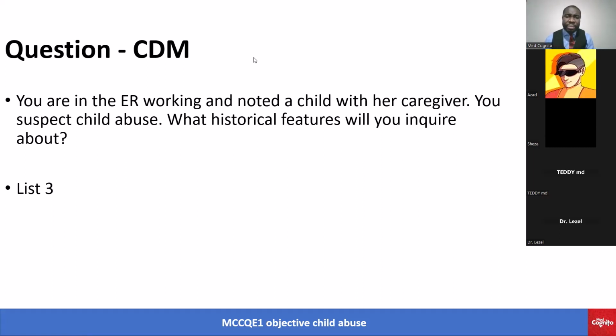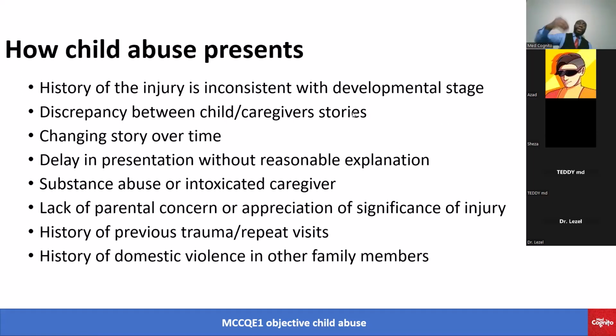Delay presentation, beautiful. Scars, fractures. Is she afraid of people? Family support. Some people are saying single parent, alcoholic parent, caregiver claiming child is clumsy. So it's like the caregiver is trying to give other reasons. So number one, history of injury is inconsistent with the developmental state.